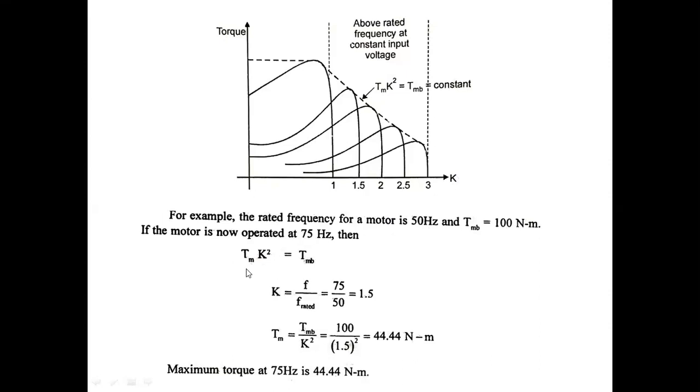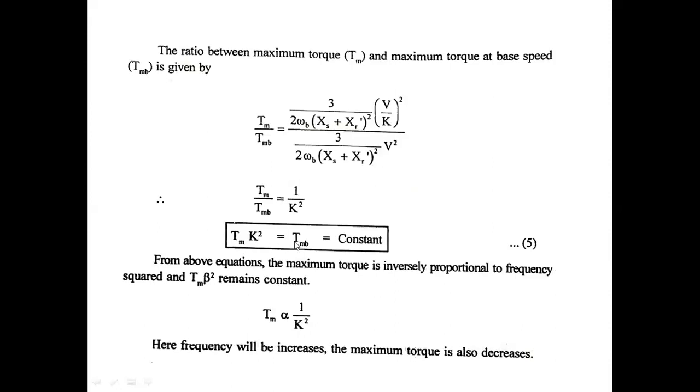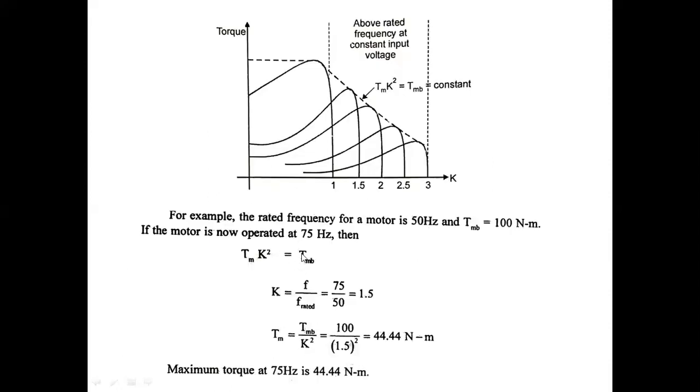So we need to use the equation Tm equals k square times Tmb, and from that you can get the value. Tmb is already given as 100 Newton meters, and the k value is f by f rated. F is the operating frequency where you are bringing the motor. It is 75 Hz, greater than 50 Hz. We are saying this is high frequency operation. Operating frequency is now 75, rated frequency is fixed at 50. The ratio is now 1.5, so the per unit frequency is 1.5.